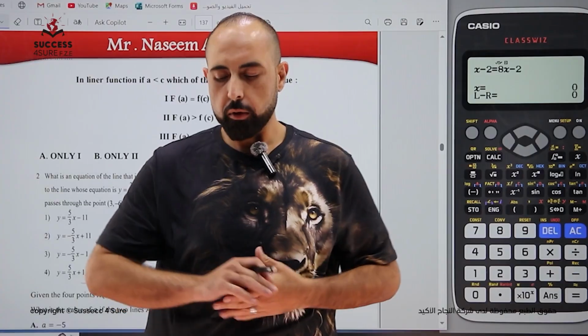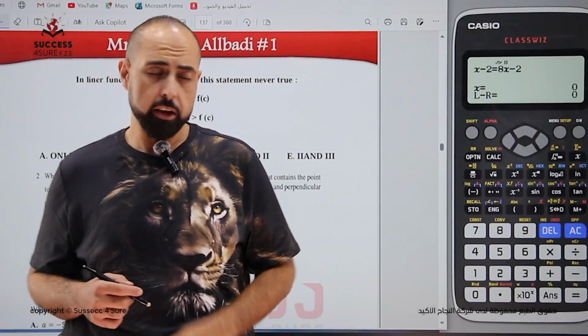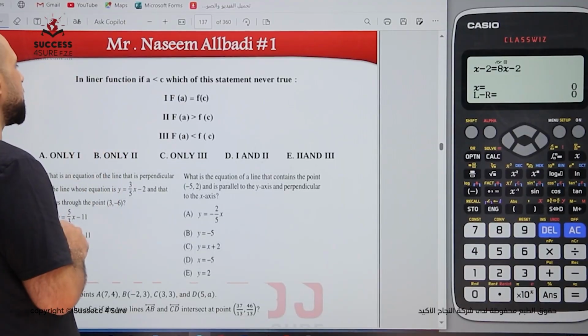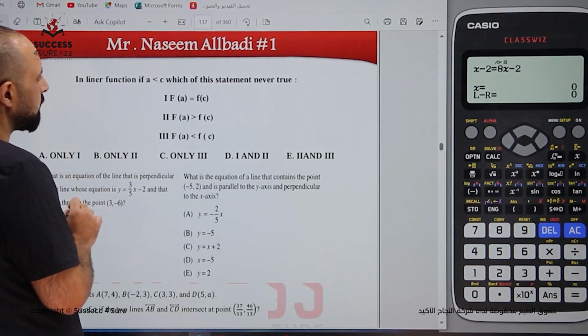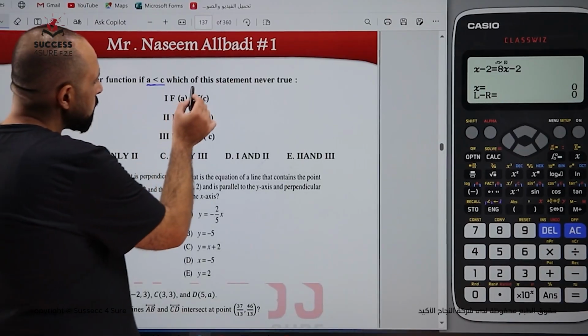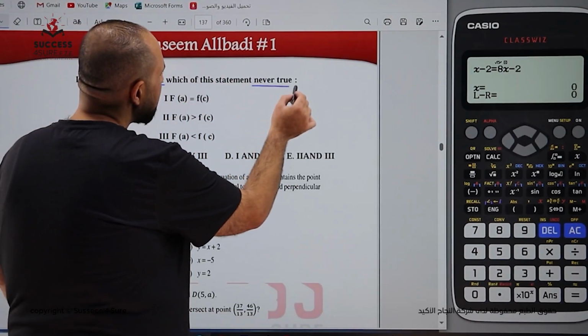Hello, my student. Let's solve the question about a linear function. In the first question, it says, in a linear function, if A is less than C, which of the following statements will never be true?